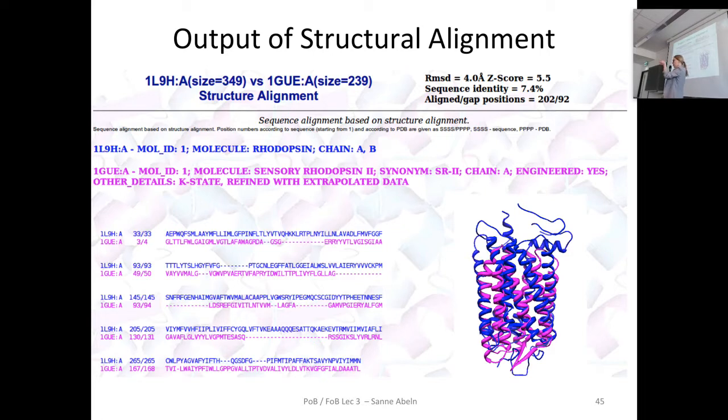Because sometimes you have small loops that change, sometimes even a small domain that's a bit different. But typically you will see very similar structures if the sequence is conserved. So once we have found a BLAST hit, we know that it will typically have a similar structure.